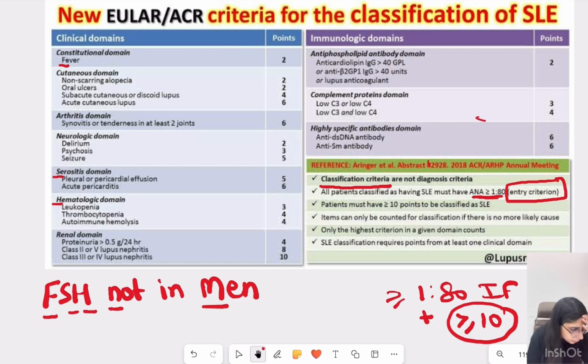So if I try to be more specific for this, leukopenia and autoimmune hemolytic anemia. Now, autoimmune hemolytic anemia can also be interpreted as positive if the DCT is positive, because that also tells us about hemolytic anemia, and thrombocytopenia. Then what does N stand for? N stands for the neuro domain. In neurology, patients can have delirium, confusion, psychosis, seizures. Right? And then we have M. M stands for musculoskeletal.